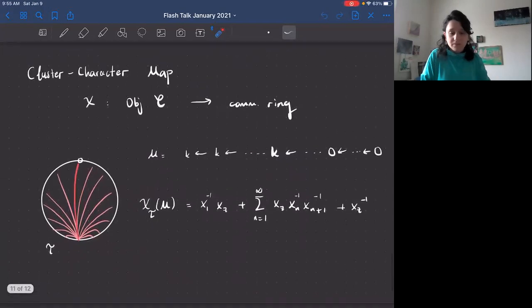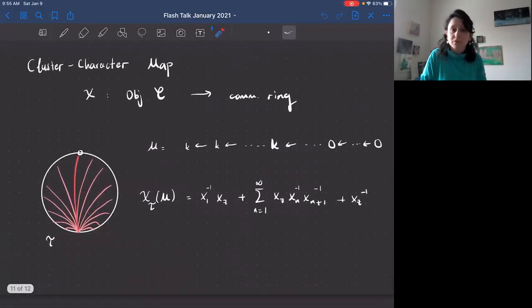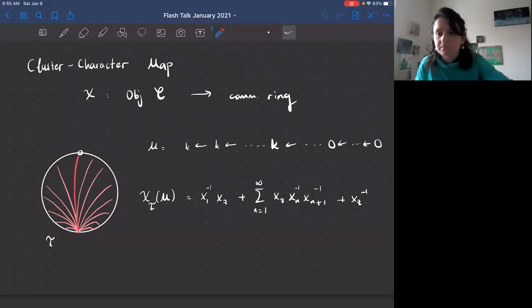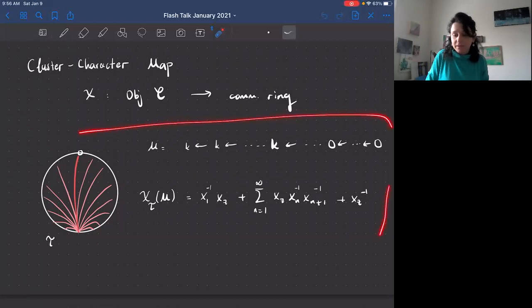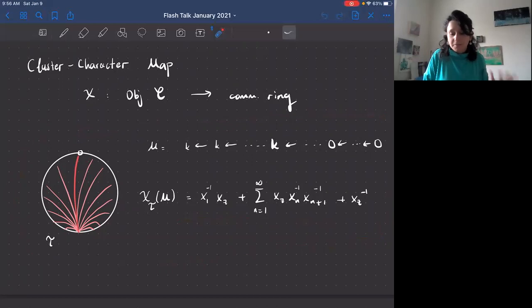Lastly, I will mention that in our paper, we also study the cluster character map from the objects of this category, C bar, to a commutative ring. Since we were able to classify all the cluster tilting objects, we were able to study the cluster character map. And then we were able to write this formula. I just give an example. This will not mean anything to you now, but it's just to give you a sense of what is going on.